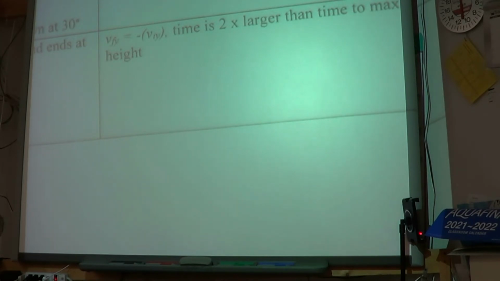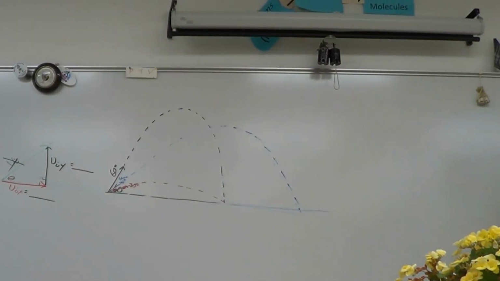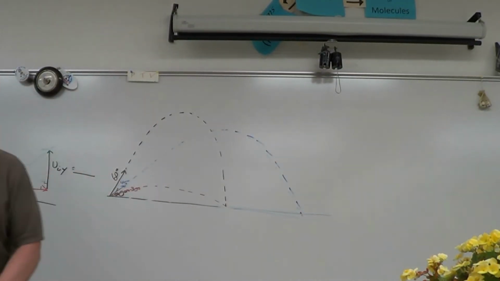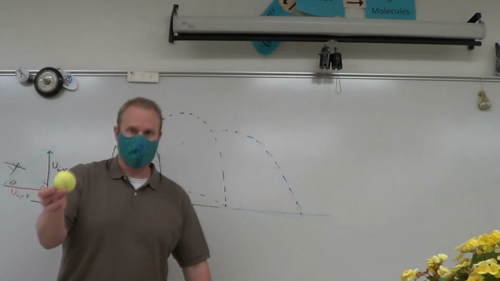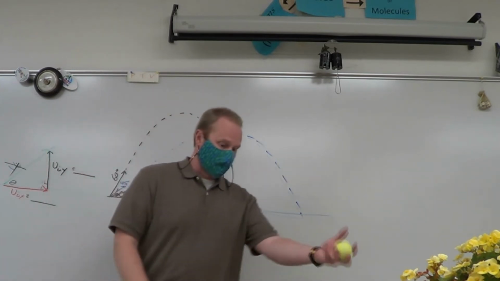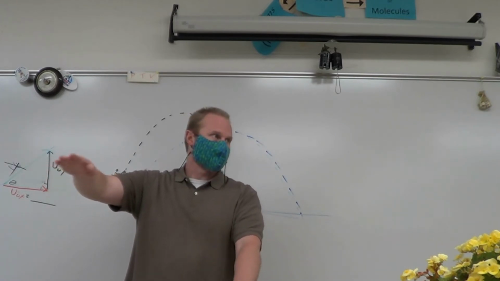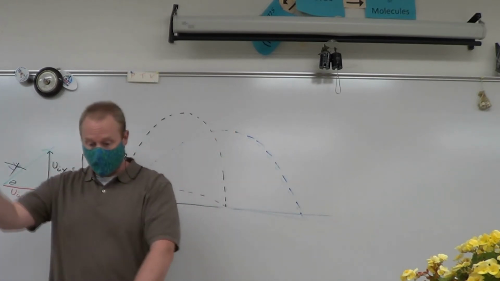Now, there are some 2D motion projectile angle launch problems that are not delta y equal to 0 problems. Here is an example of a delta y not equal to 0 problem. If I start the ball here and I throw it at some angle, it lands here. I started here, it hit here. This is not the same as this. This is not a delta y equal to 0 problem.